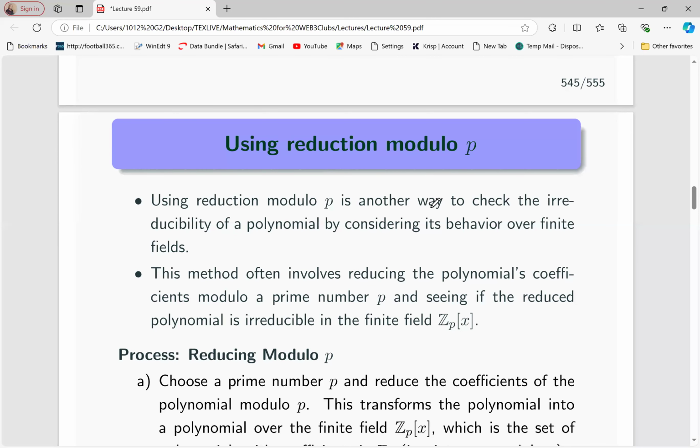So I've said this is another way to check irreducibility of a polynomial by considering its behavior over finite fields. And by finite fields, we're talking of Z mod N or mod P, that's what we mean. So this method involves reducing the coefficients of the polynomial mod P, and then checking whether the reduced polynomial is irreducible or reducible.